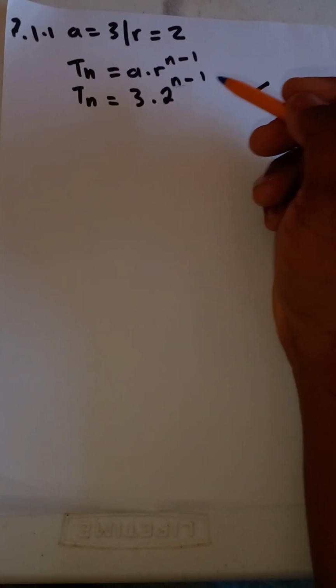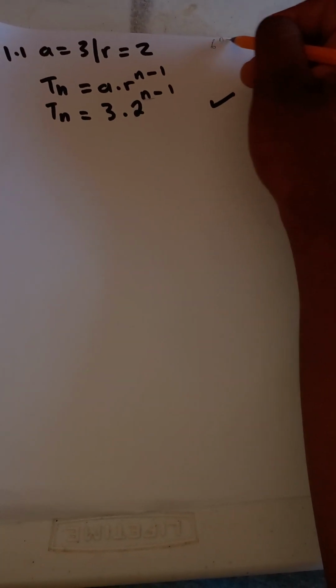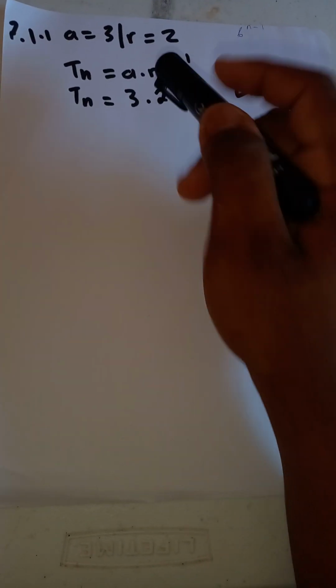Don't say 3 times 2 is 6, then write 6 to the power of n minus 1. That is wrong. This is raised to the power of n minus 1. It is an exponent. So if you write 6 to the power of n, minus 1, that is now wrong. You lost your 1 mark. So guys, please leave it like this.